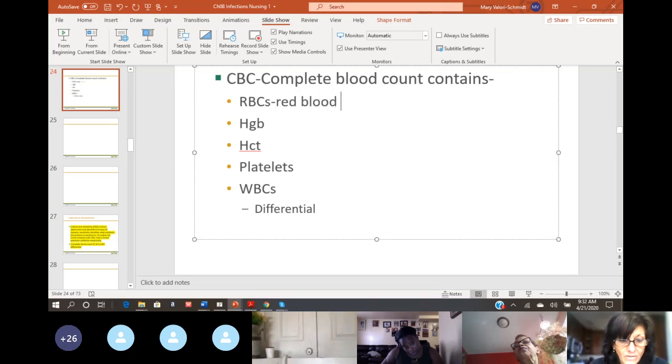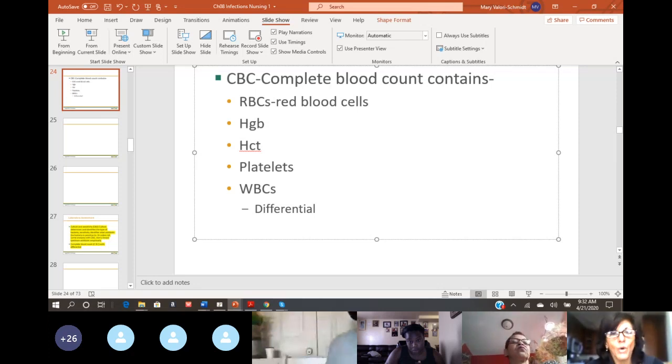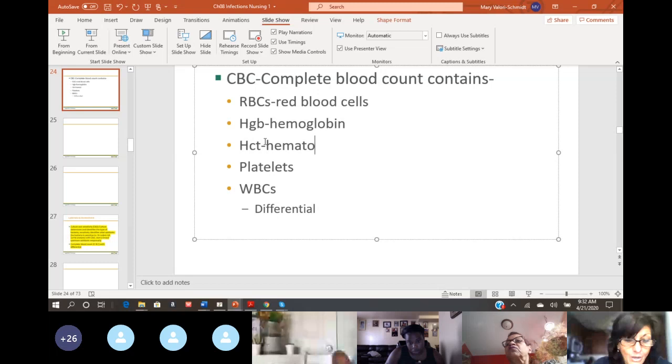RBCs are red blood cells, and I want you guys to start memorizing values now because you have a lot of labs that you're going to need to know off the top of your head. And so if you do them a little bit at a time, it makes it easier. So start now, okay? So red blood cells, hemoglobin, and I'm going to explain all of this in a minute. Hematocrit. Platelets, also known as thrombocytes, and then white blood cells.